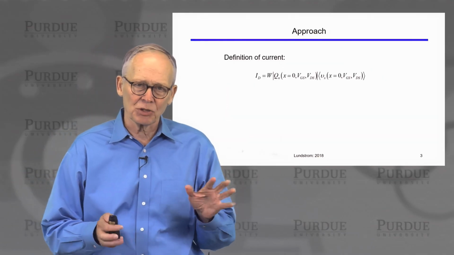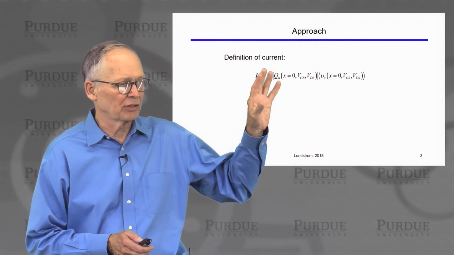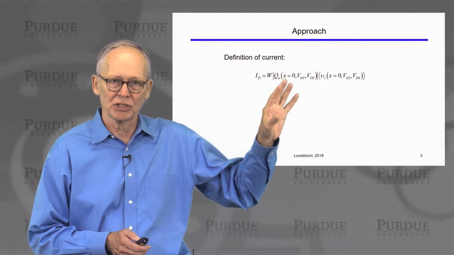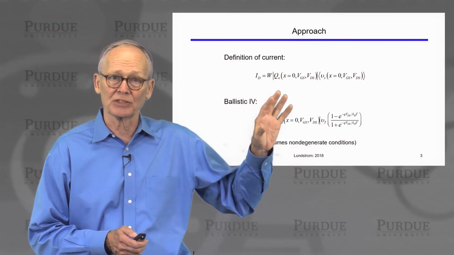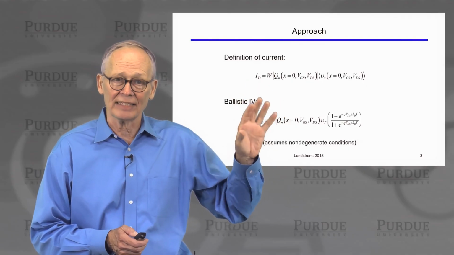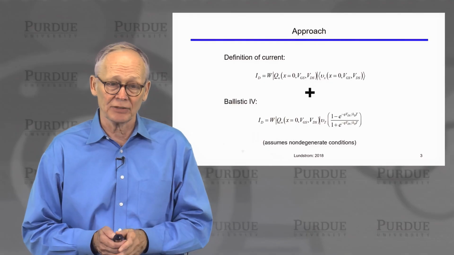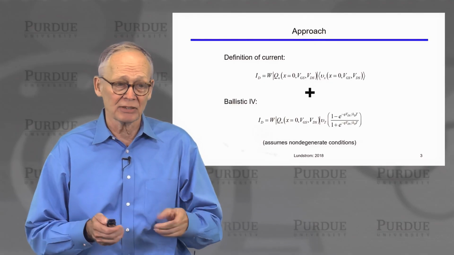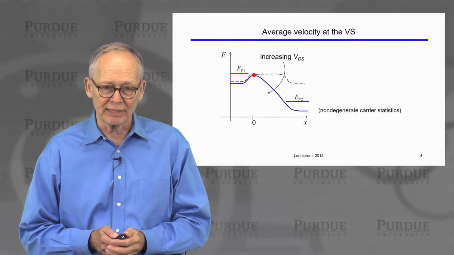Okay, so the approach we're going to use is very straightforward. We know that the definition of current involves a charge and a velocity. And we have an IV expression that gives us the current through a ballistic MOSFET at any drain to source voltage. So we're simply going to put these two together, equate them to each other, and solve for the velocity. All right, so let's take a look at that.